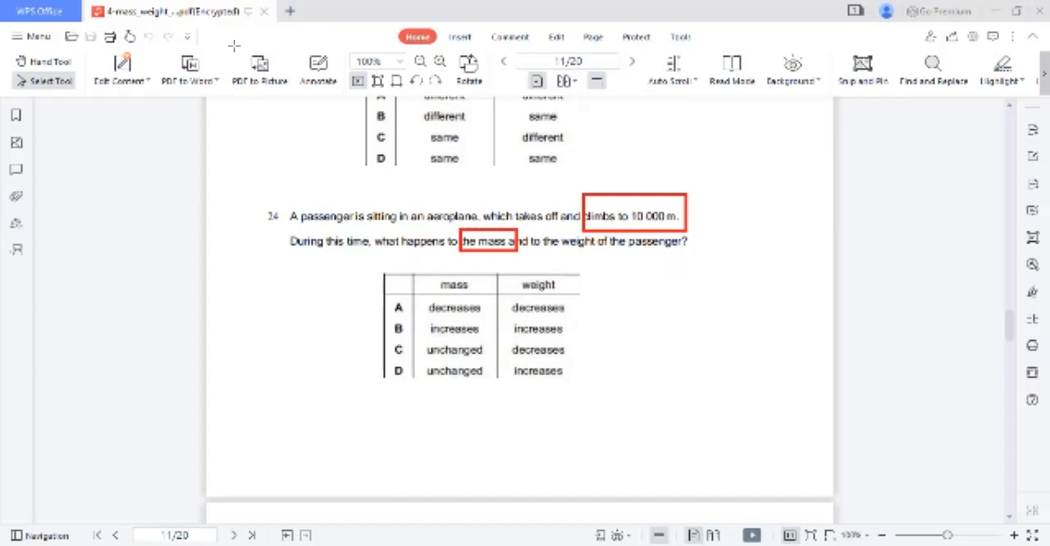And let's consider the unchanged option. These are two options, the unchanged option for mass. And weight, as we move away from the earth's surface, the weight decreases. So the decrease option is here and here. Okay.